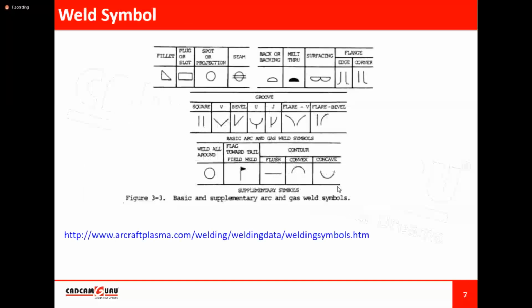The welding symbols: there are two types of welds generally, butt welds and what other welds? Butt welds and lap weld. Correct? Am I audible or not? Yes, sir. So these are the different types of welds. If you see this triangle, this is related to butt weld. Then there is a plug weld, spot weld, seam weld. So these are the symbols.